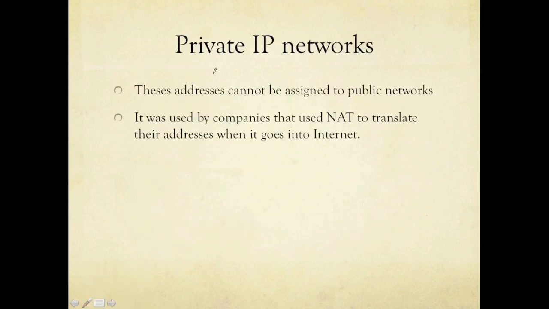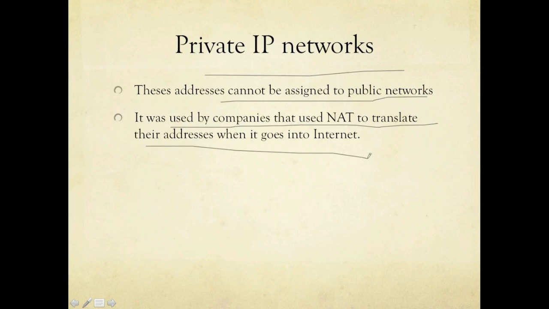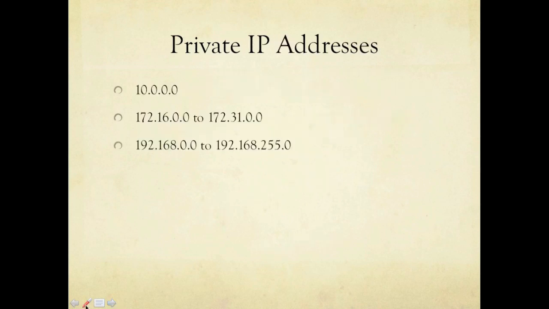Okay. So what are private IP networks? Private IP networks are nothing but these addresses cannot be given to any public networks. There are some fixed ranges only for private. If the company is going to use NAT to translate their addresses, it can use private. Or if the company does not want to publish their addresses, or does not want any public addresses or connection to the internet, then they can use their private addresses. So only for private use. So these are the ranges.